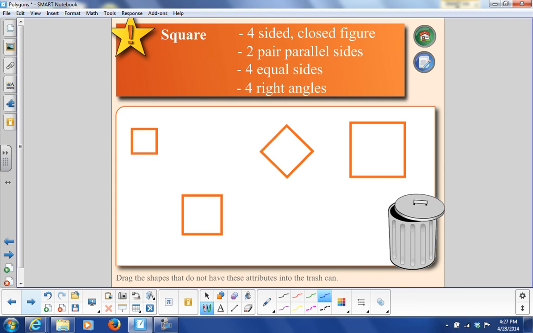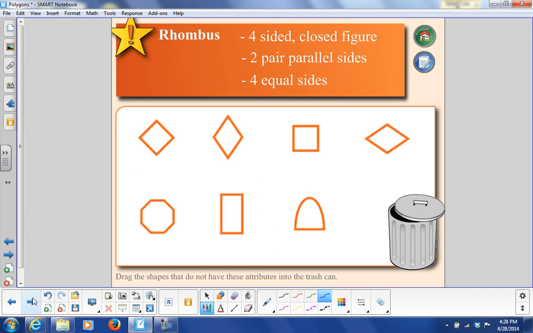So four equal sides, looks like it. Four right angles, looks like it. I got right angle, right angle, right angle, right angle. Those are equal sides. This one's equal sides and right angles. This one's just a square tilted. That's all a diamond is. Okay, good. All right, moving on.